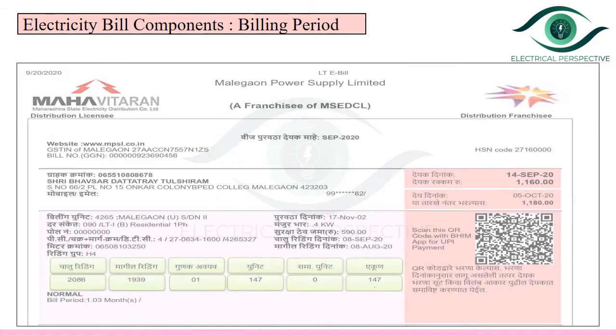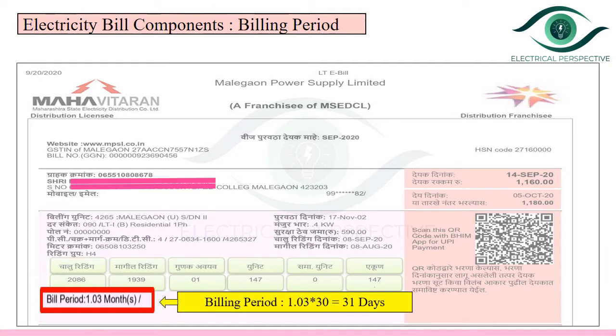The next component is the billing period. It is very important while doing an analysis of an electricity bill, because the number of units per slab always depends on this billing period. Please keep in mind the number of units per slab given in the tariff order are based on the consideration that your billing period is of 1 month, that is of 30 days. But the actual billing period may vary.